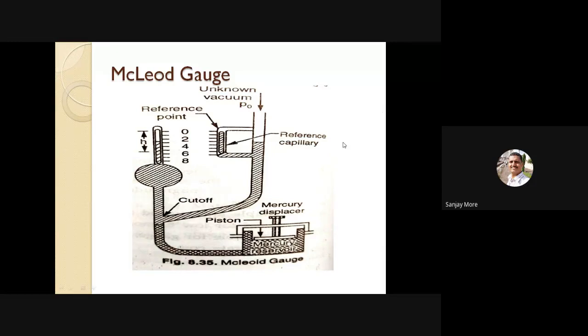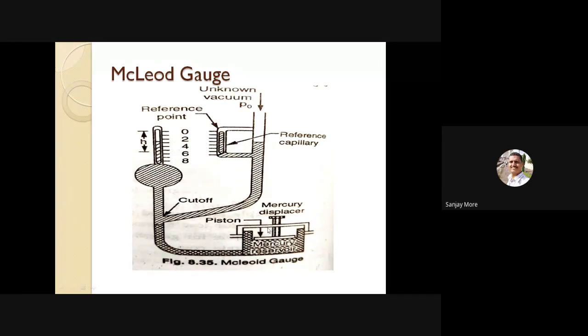Here two capillary tubes are connected. In one capillary, the bulb is connected. Here this reference capillary, and this zero point is called the reference point. And this reference capillary is connected to the other capillary. Here this connection point is called the cutoff point. From this capillary to this bulb, vacuum is present, and at the bottom side is the mercury reservoir, where mercury is present.